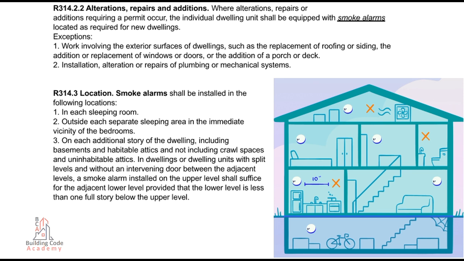R314.3 Location. Smoke alarms shall be installed in the following locations: 1. In each sleeping room. 2. Outside each separate sleeping area in the immediate vicinity of the bedrooms. 3. On each additional story of the dwelling, including basements and habitable attics, and not including crawl spaces and uninhabitable attics. In dwellings or dwelling units with split levels and without an intervening door between the adjacent levels, a smoke alarm installed on the upper level shall suffice for the adjacent lower level, provided that the lower level is less than 1 full story below the upper level.